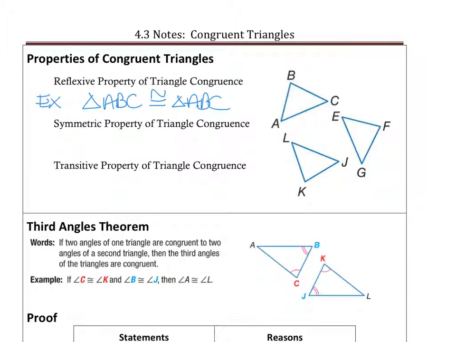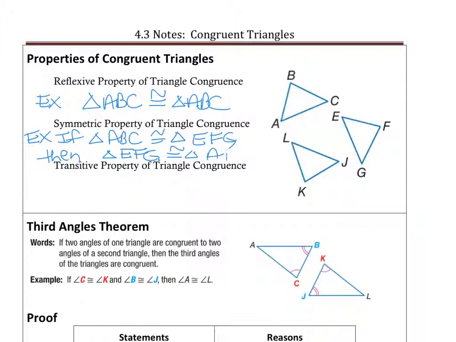Likewise, symmetric property of triangle congruence. When we looked at, for example, segments, I could say AB is congruent to CD, and then I could spin those around and say, well then, CD is congruent to AB. So we can also apply the same symmetric property with triangles. So I could say if triangle ABC is congruent to triangle, let's say, EFG, then I can spin that around and say, well, triangle EFG is congruent to triangle ABC.